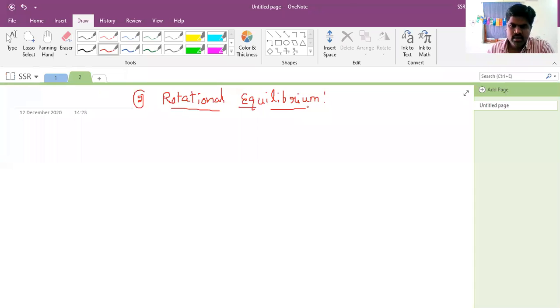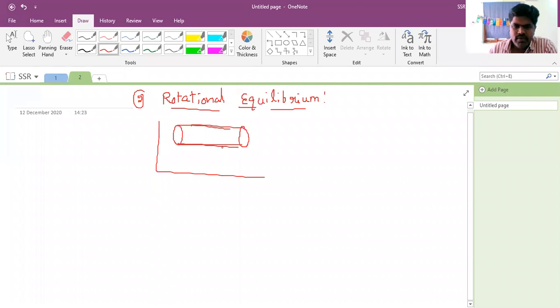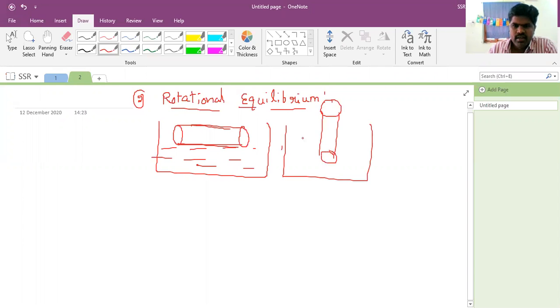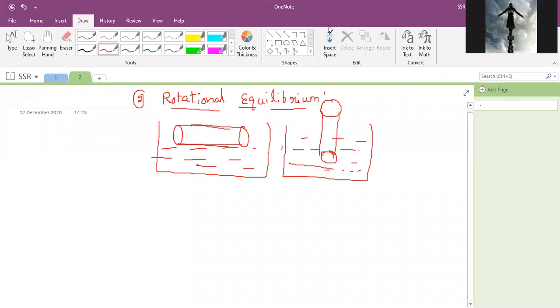Or else you can take a big log, a tree log, you know, the body part of the tree. So this tree log you can keep inside the water. One situation is vertically, another situation is horizontally. In which case will it be in floating condition? Anybody can say whether the tree log will float vertically or horizontally? Sir, horizontal. Horizontally. Why will it not float vertically?